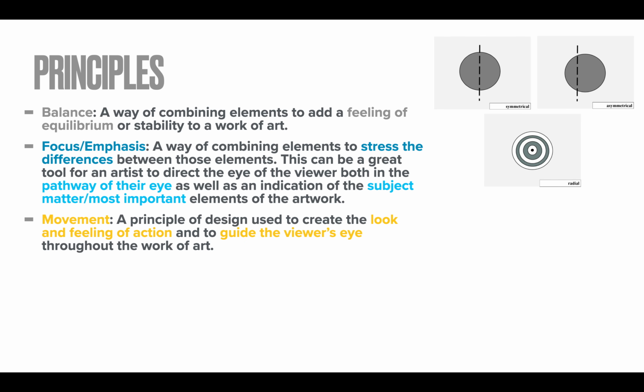So balance, very similar to this idea of symmetry or asymmetry, radial symmetry, which is around a central point. It's basically how an artist balances a piece or establishes stability or equilibrium. Does something on the left also occur on the right to balance out a piece? Or does something in the foreground also occur in the background? Whatever that might be, that is the artist establishing balance.